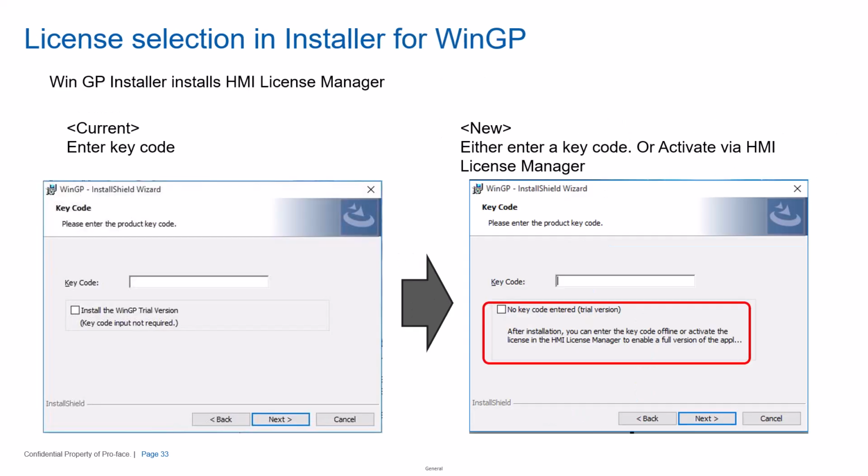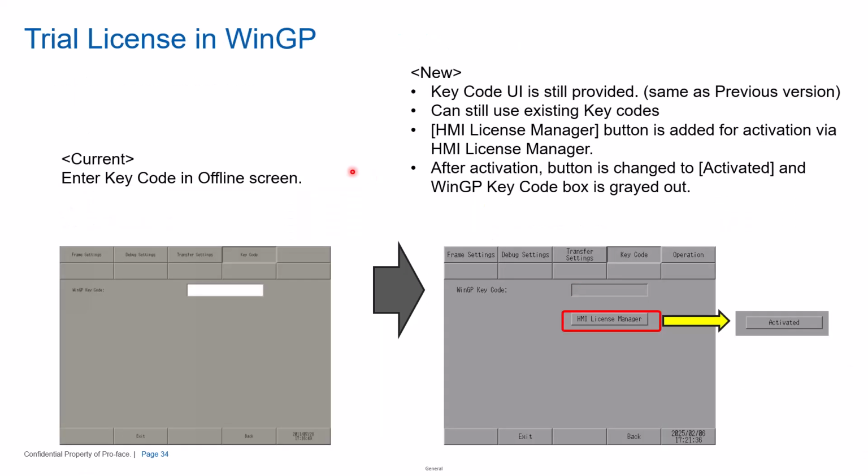This is what the new system will look like in WinGP, so you'll still be able to enter the existing key codes. If you want to do it with the HMI license manager, you can basically enter no key code, and then in the offline menu, we'll be able to launch the HMI license manager. But you can see we could still use the existing key codes if we want.